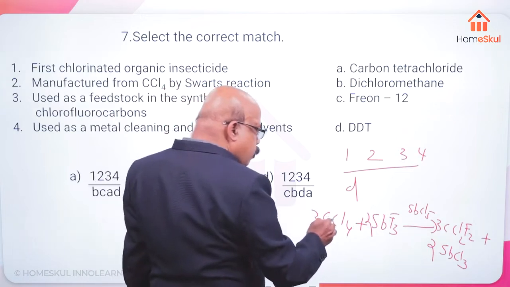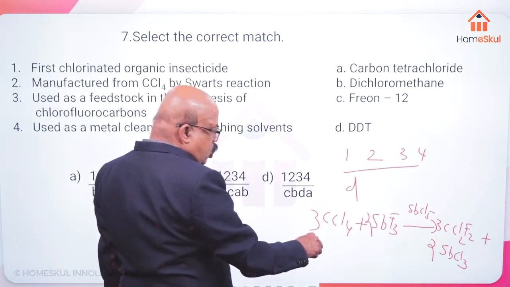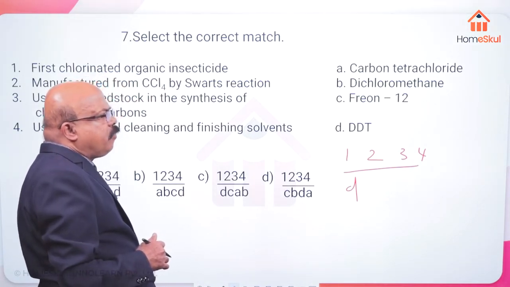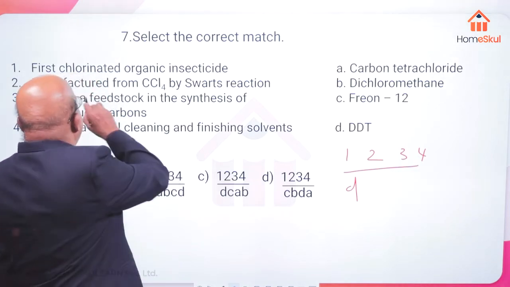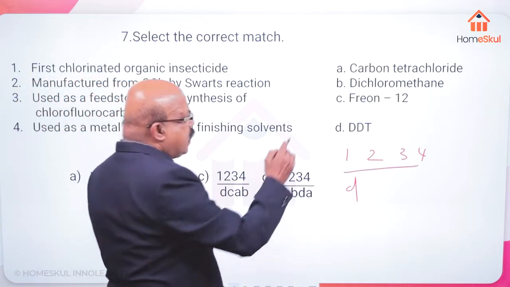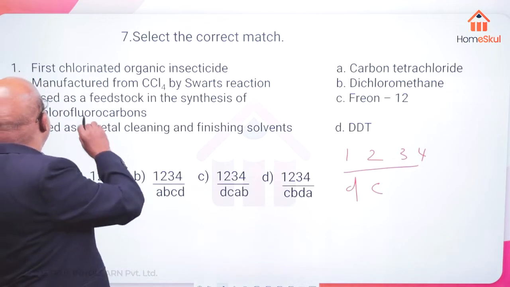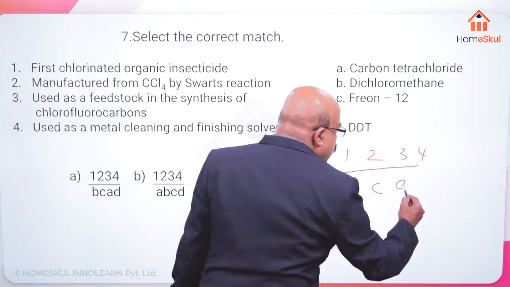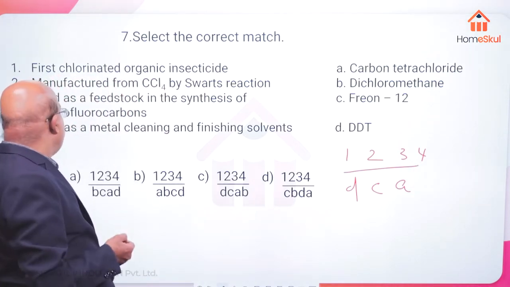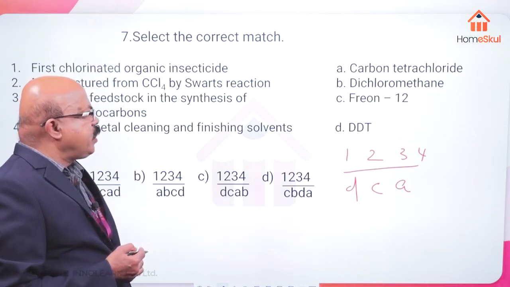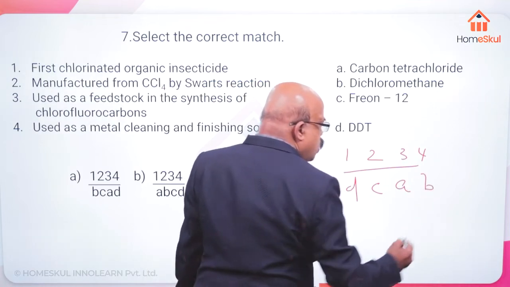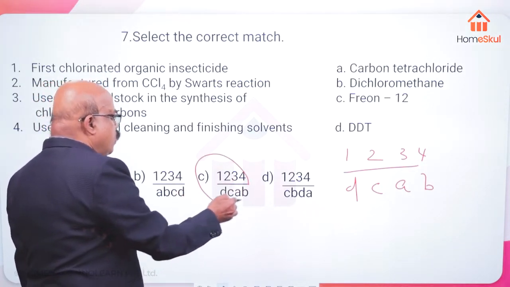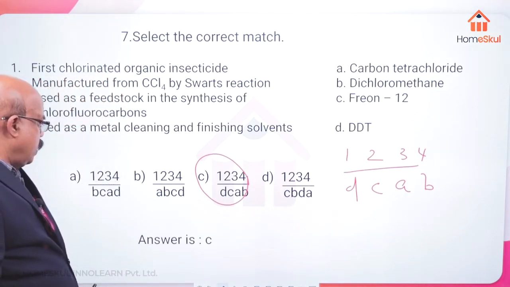In this reaction, the chlorine atom of a molecule is replaced by a fluorine atom. So this reaction is the Swarts reaction. Carbon tetrachloride on reaction with antimony trifluoride in the presence of antimony pentachloride gives Freon 12. Third, used as a feedstock in the synthesis of chlorofluorocarbons, that is carbon tetrachloride. And the last, used as a metal cleaning and finishing solvent, that is dichloromethane. So the first goes to D, second to C, third to A, and fourth to B. This is your answer. The correct answer of this question is option C.